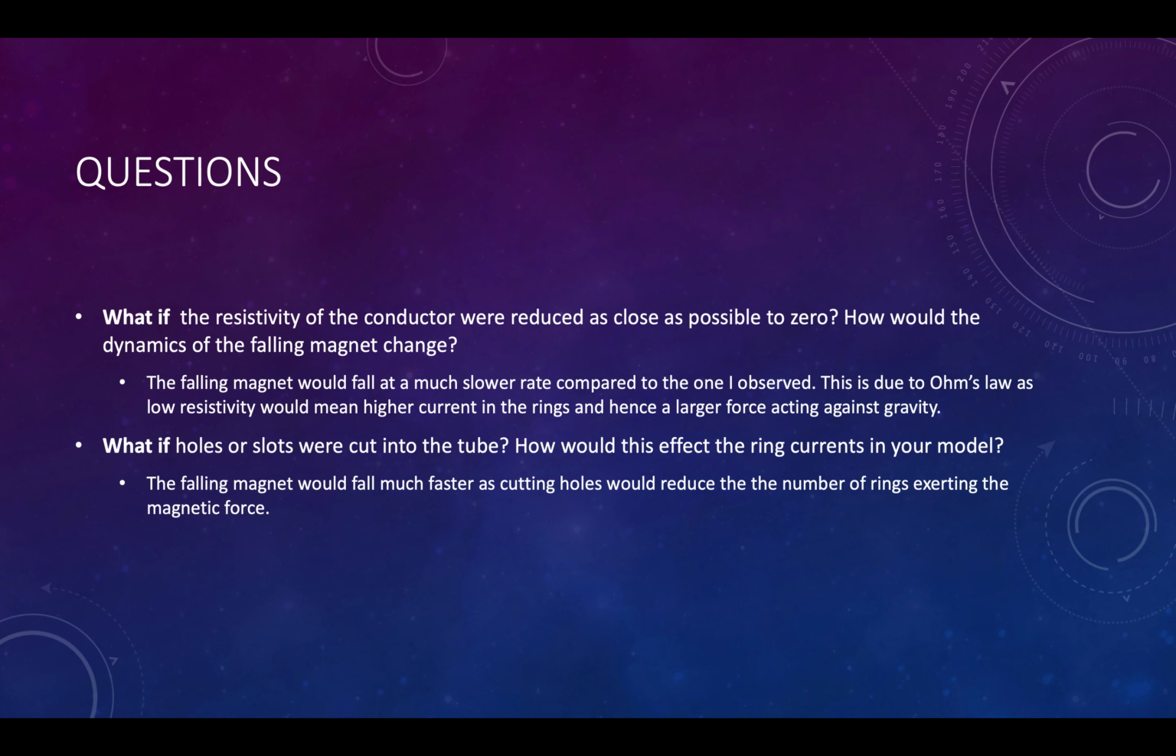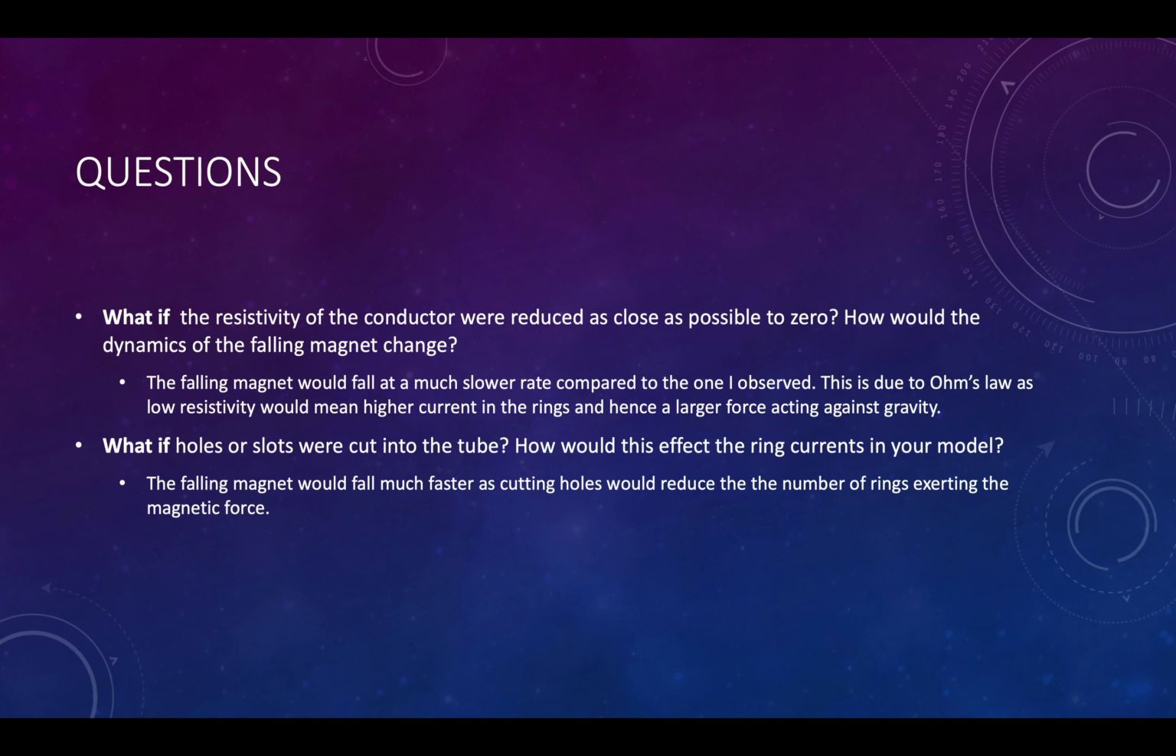So these were the additional questions from the lab. What if the resistivity of the conductor were reduced as close as possible to zero? How would the dynamics of a falling magnet change? The falling magnet would fall at a much slower rate than the one I observed. This is due to Ohm's law, as low resistivity would mean higher currents in the rings and hence a larger force acting against gravity.